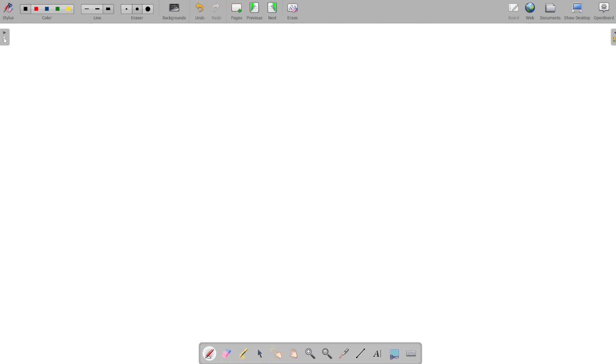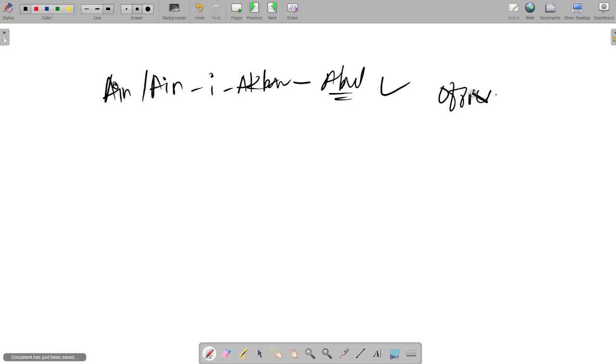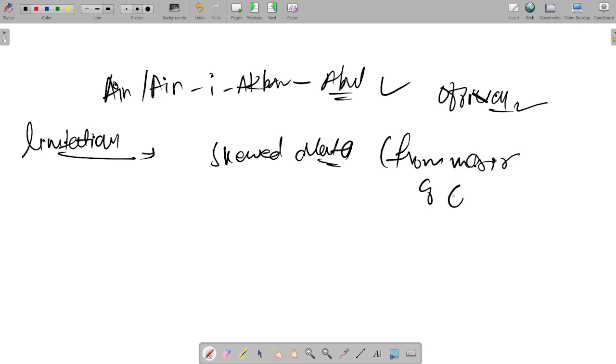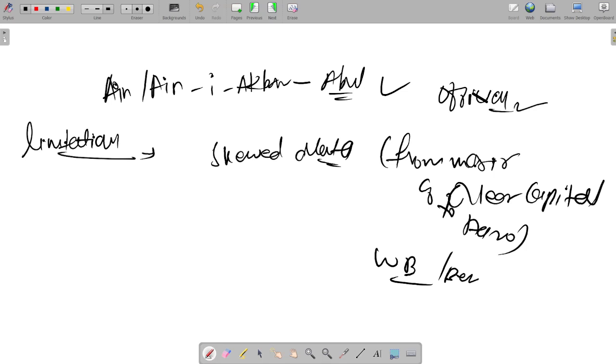Guys, Ain and Ain-i-Akbari are terms used interchangeably. Written by Abul Fazl, it is considered an official record of Akbar. But there are some limitations of the Ain-i-Akbari. Like, it has skewed data, mostly from near the capital and Agra, while for the Bengal area, less data is present.